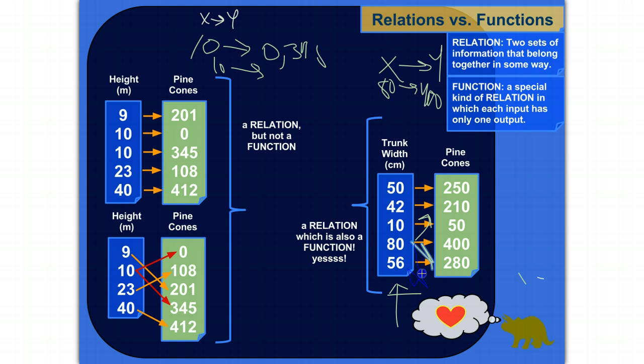Like if I were to say, give me the number of pine cones when the trunk width is 80. If I had a bunch of arrows here, I would say I have no clue. It could be 57, could be 3,000. I have no idea. But if it's a function, each input value is associated with exactly one output value, so you can answer that question.